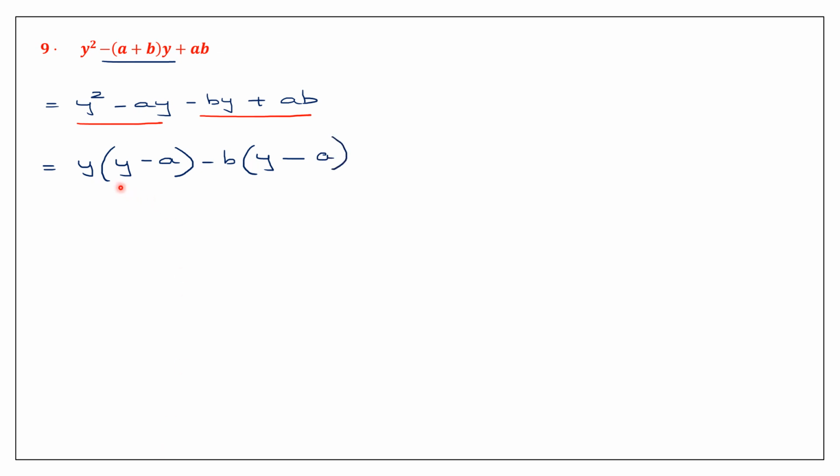So we can see that y minus a is common to both. So let's write that down. So that will be y minus a, our first factor, and the next one is y minus b. So these are our factors, y minus a into y minus b. So with this, we've come to the end of our exercise.